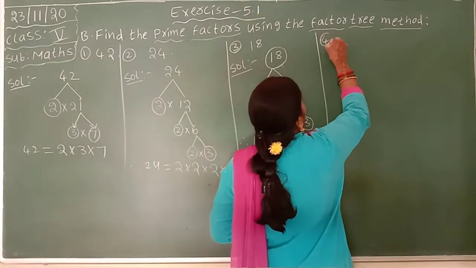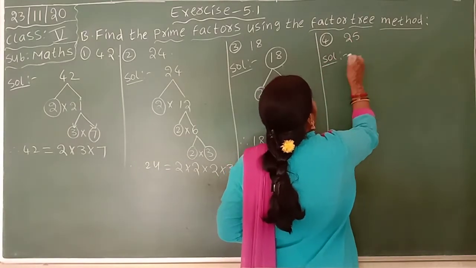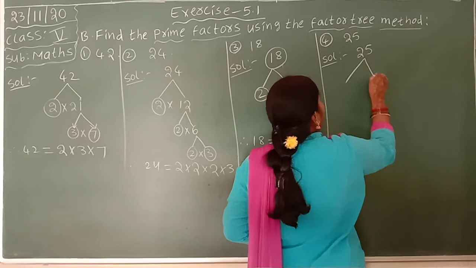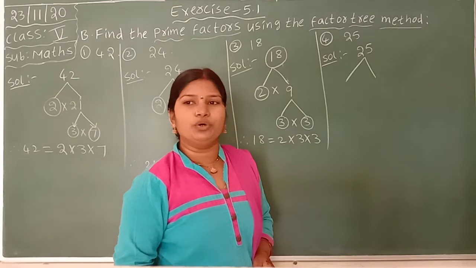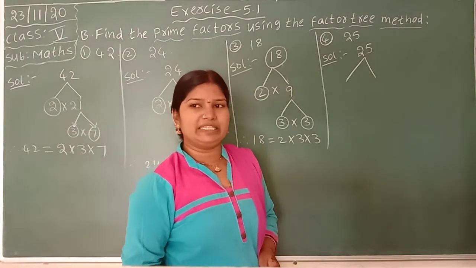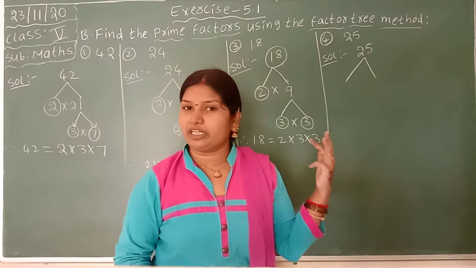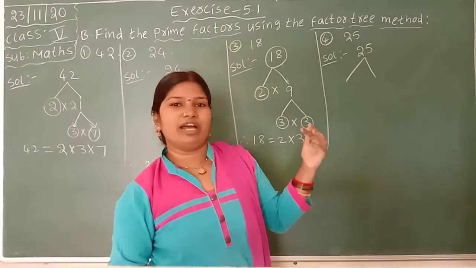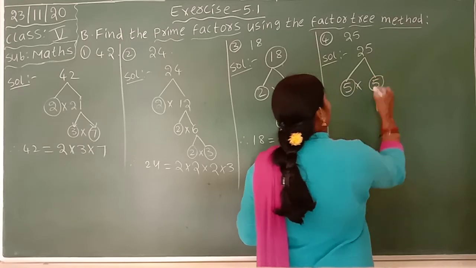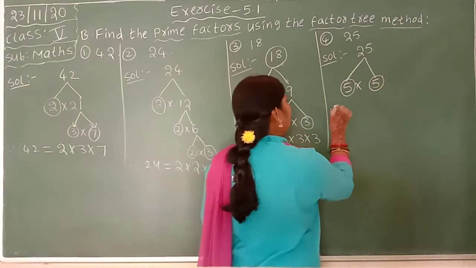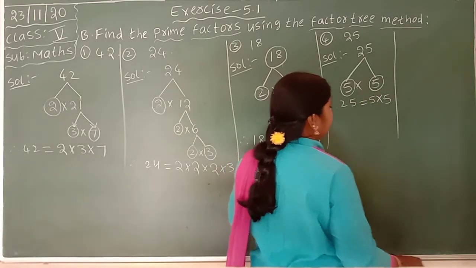Next, fourth question, that is 25. Can you multiply? Will 25 come in the 2 table? No, not coming. So you should multiply in the 3 table. In the 3 table also we won't get 25. 4 table? 4 is not a prime number. Check with 5. 5 fives are 25. 5 is a prime number, so I am circling the 5. Therefore, 25 is equal to 5 into 5.